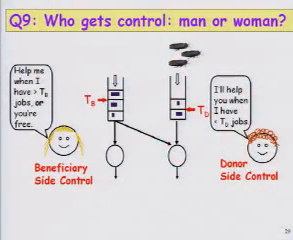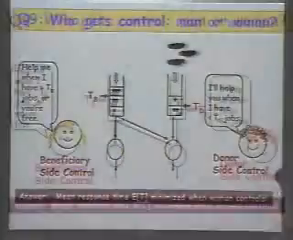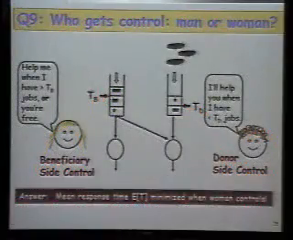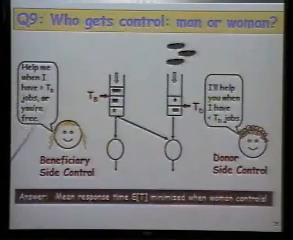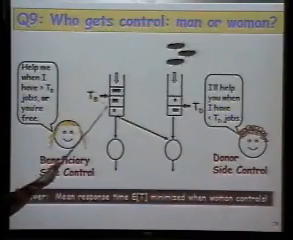So, back to who gets control. As we said, the mean response time is minimized when the woman has control. And the reason, just for a little bit of intuition, aside from her being a woman, is that she's the one who's getting the help here. And so it's better for her to say when she needs the help than for somebody to tell her when she's getting the help.